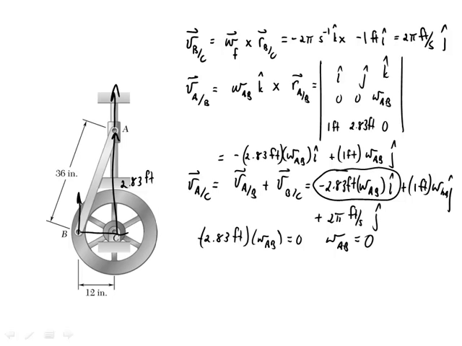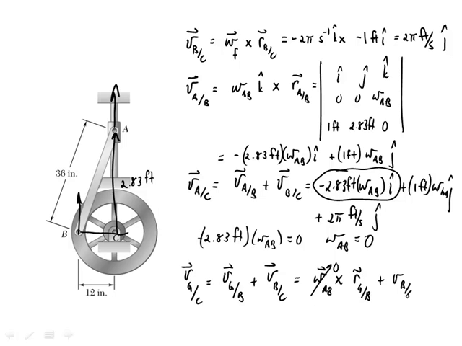Now I can also find the velocity of G with respect to C. That's going to be the velocity of G with respect to B plus the velocity of B with respect to C. But this is omega of the bar, AB, crossed with the position of G with respect to B. This is 0. And so all I'm going to have is the velocity of B with respect to C.